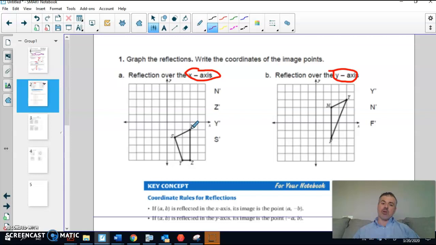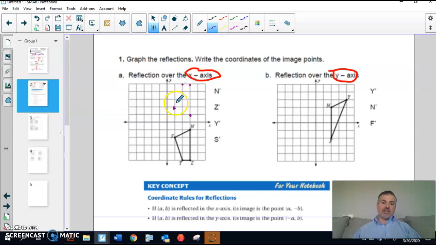If I want to find n prime, I'm going to go to the line of reflection. Notice I went 1 unit, and I want to do 1 unit in the other direction. So that's going to be my n prime right there. If I do the same thing with s, to go to the line is 2 units, 2 units on the other side. I end up with that as my s prime. Then y prime would end up over here, and z prime would end up over here.